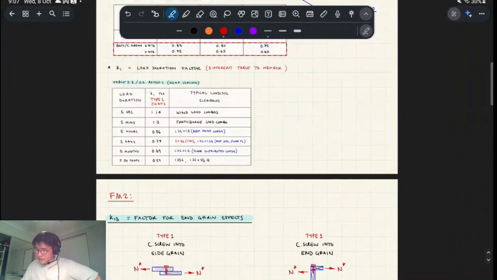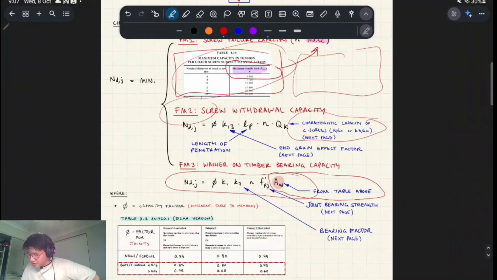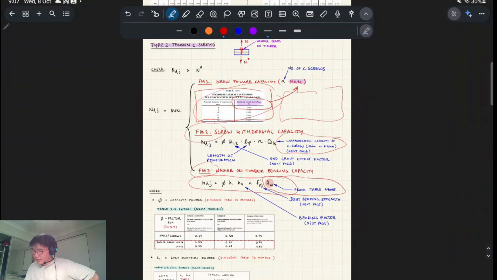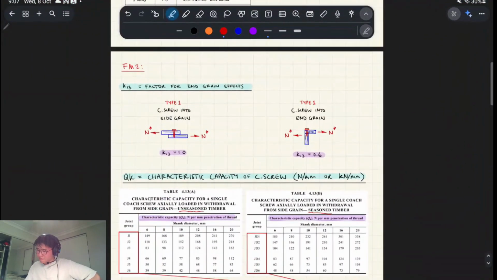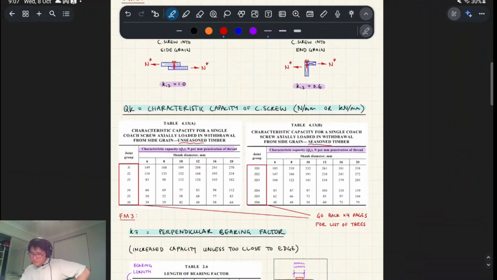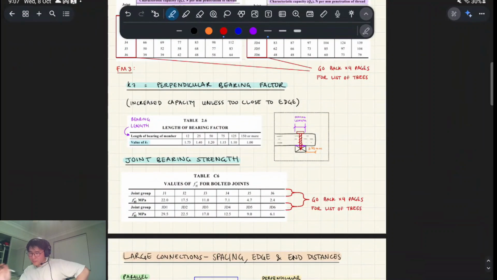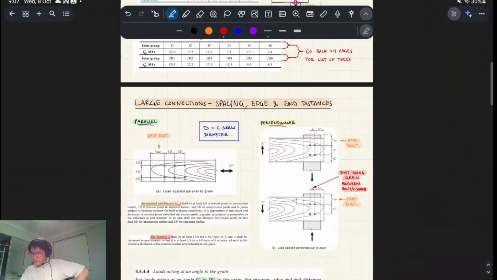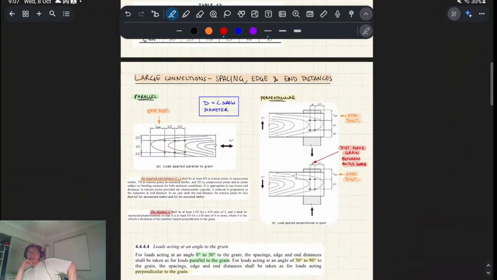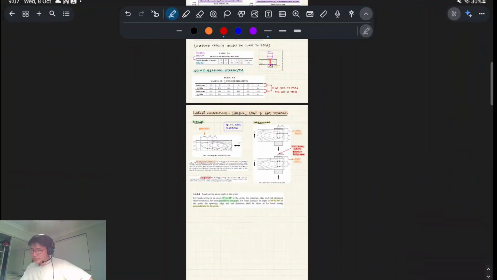Here I've shown failure mode 2 and it says next page you should look at all this, and for failure mode 3 the same. Here's failure mode 2. Here are the factors which apply to failure mode 2. Here are the factors which apply to failure mode 3. But again, this is pretty repetitive. You've seen all this before, and it's the exact same thing as for bolts. So that's the end of it.